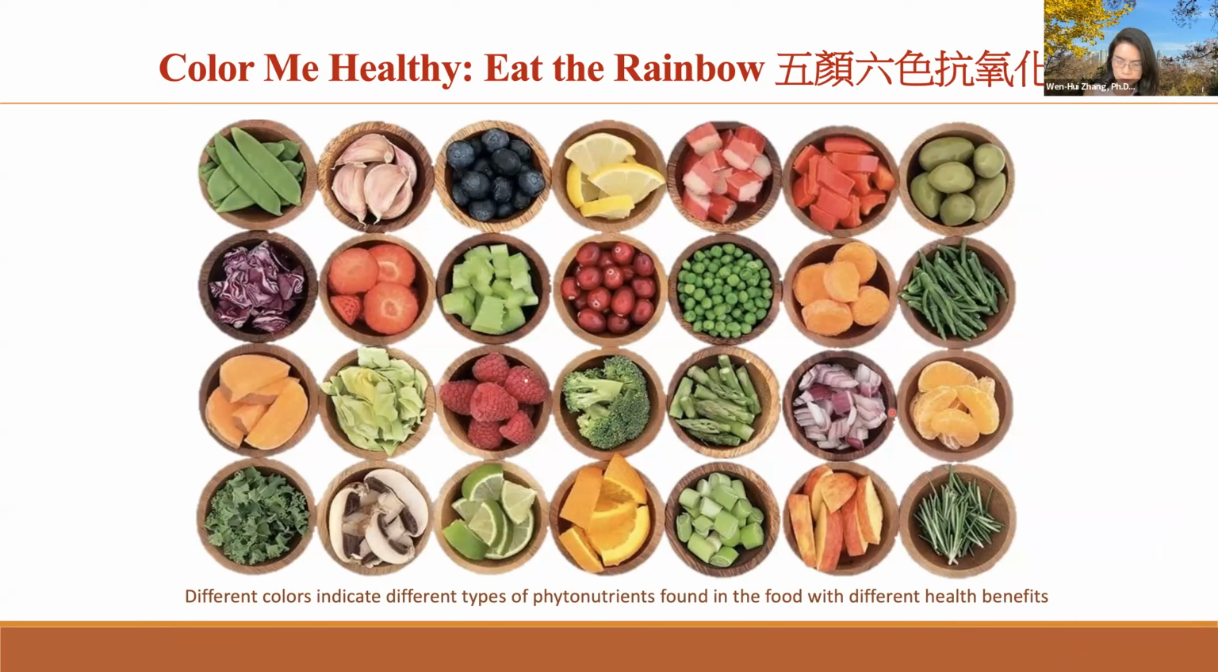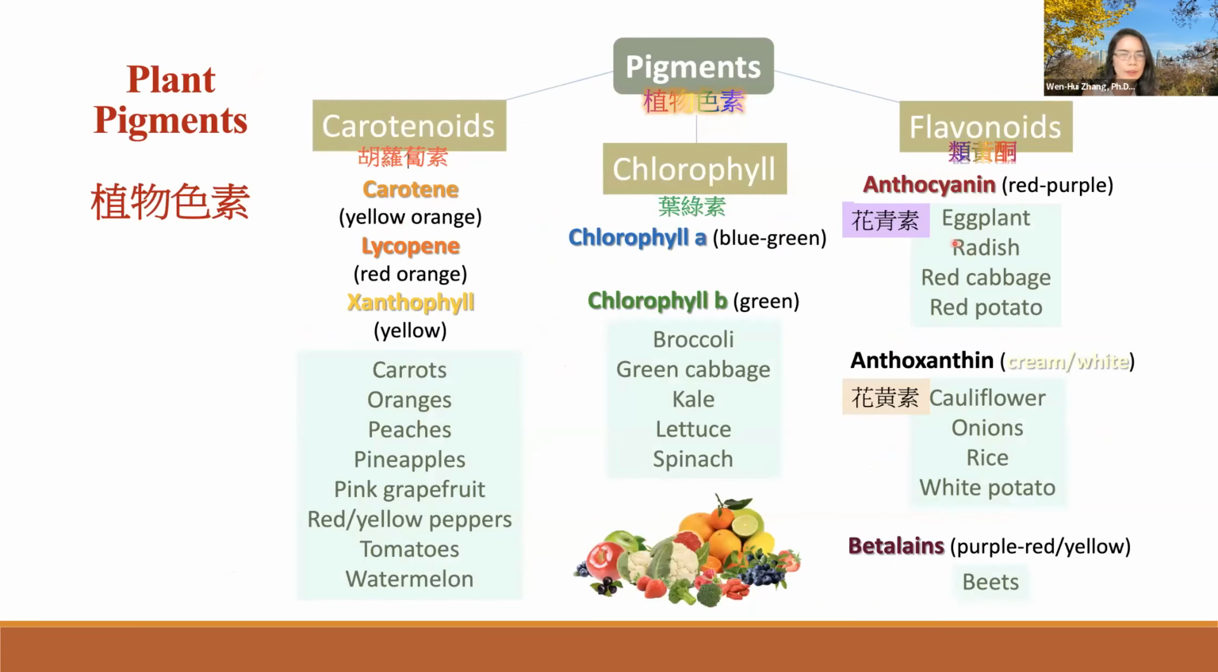So we want to eat a good variety of foods. For the plants, you want to eat a rainbow, all the different colors. Different colors usually indicate different types of plant nutrients or phytonutrients, and different phytonutrients have different health benefits. There are 3 types of plant pigments: carotenoids, chlorophyll, and flavonoids.